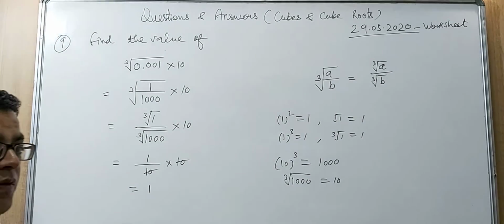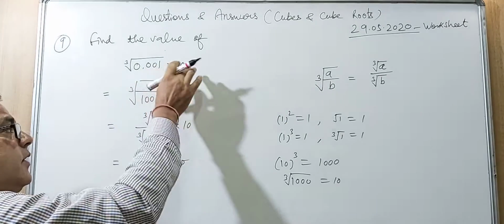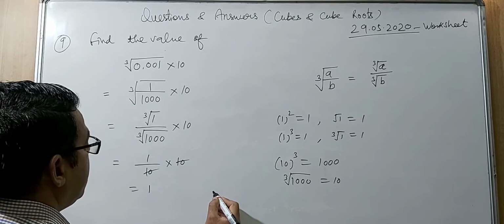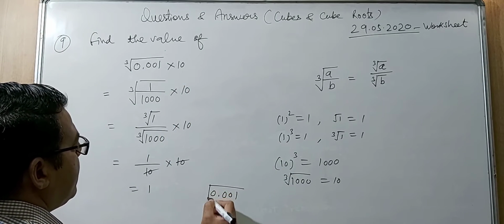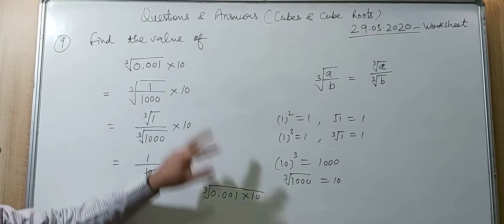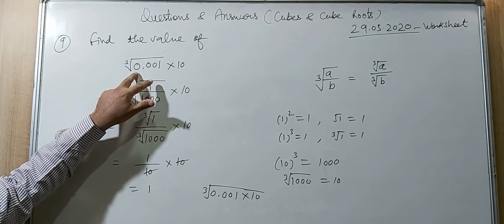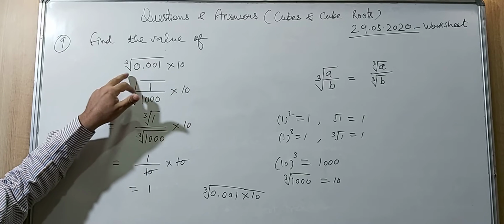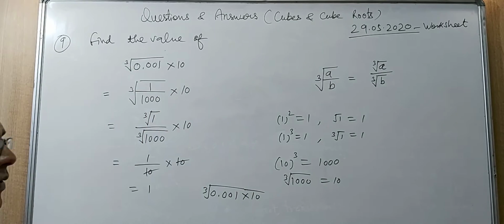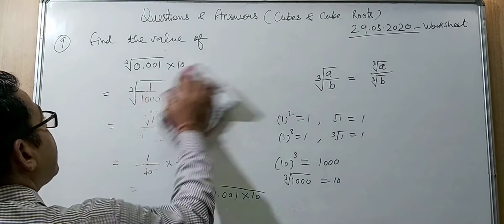One thing you need to be very, very careful about. This 10 is outside the cube root symbol. This 10 is alone. Don't write it inside, the meaning will change if you write it like that. This is a very, very important thing. Inside the cube root only 0.001 is there, and this 10 is completely outside the cube root. So after solving, we have 1 here. Hope you understand now. So next question I am taking now.